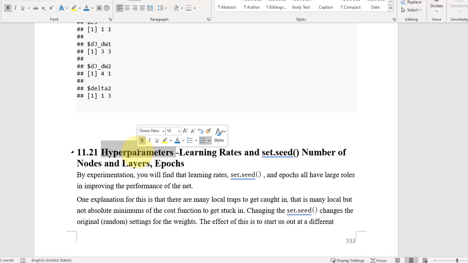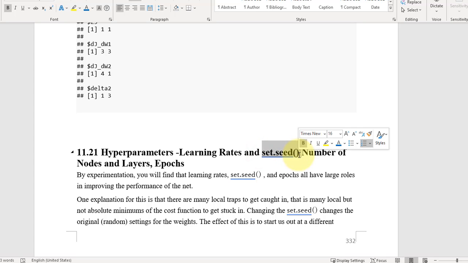Okay, let's talk a little bit about what are called the hyperparameters. So in our coding so far, we have the learning rate, and we're using the set seed, and typically that's not considered a hyperparameter. It's just a way to produce reproducible results so that somebody else who's running your code will get the exact same results as you, even though they're using the random number generators. But we can also think of it as a hyperparameter, and you'll see what I mean in a minute. Also the number of nodes and layers and the epochs.